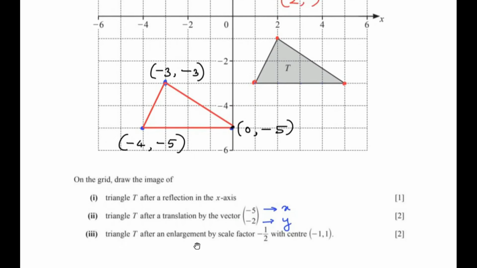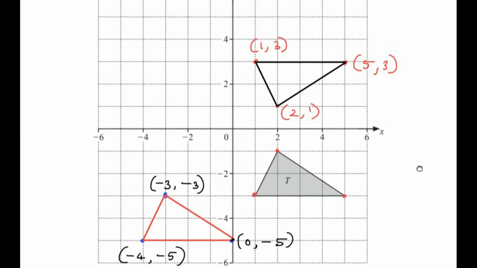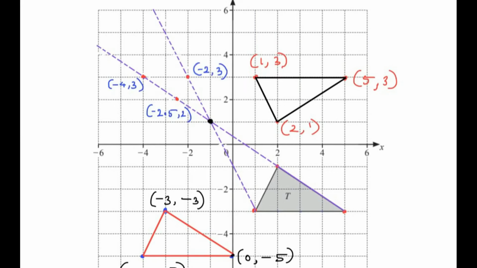Triangle T after an enlargement by scale factor -1/2 with center -1, 1. So let us mark -1, 1, the center for the third one. So it is going to be over here, -1 and 1. So this is our center. Now here for the enlargement, I have drawn 2 lines as you can see through the vertices.